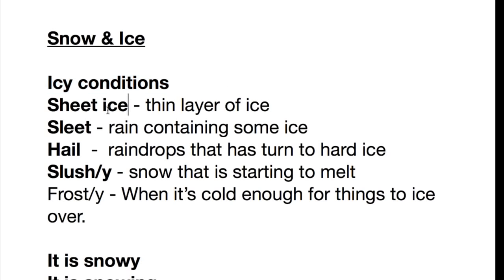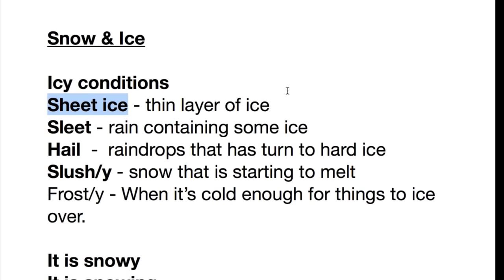And they may talk about sheet ice, which is a very thin layer, a big stretch of ice that you often have on roads where the water is quickly frozen and causes it to be like an ice rink, and the cars go sliding all over the place.